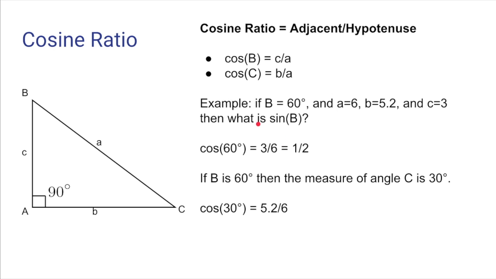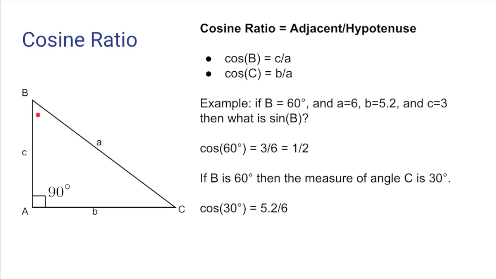Okay, the cosine ratio is the side adjacent to the angle divided by the hypotenuse. Again, the hypotenuse is always the length opposite the right angle. So cosine of B is adjacent, c, which is next to angle B, divided by the hypotenuse, a, so c over a. And then for angle C, the adjacent side is b, so we have b over a. And then again, you can follow the example here.